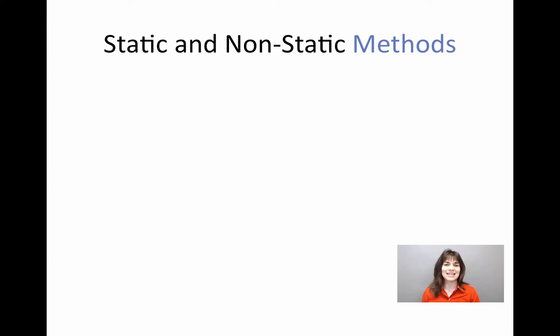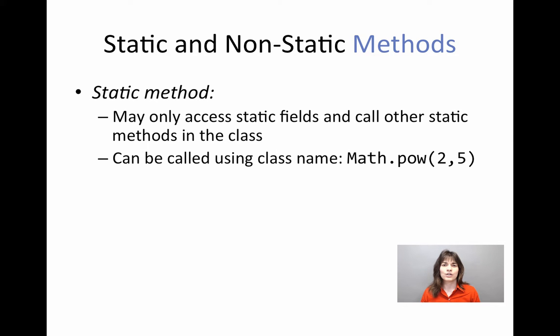We discussed static and non-static fields. Let's now take a look at static and non-static methods. Let's refresh our memory about them. When we are writing a static method, there is one constraint that we need to keep in mind. A static method can only access static fields and can only call other static methods.